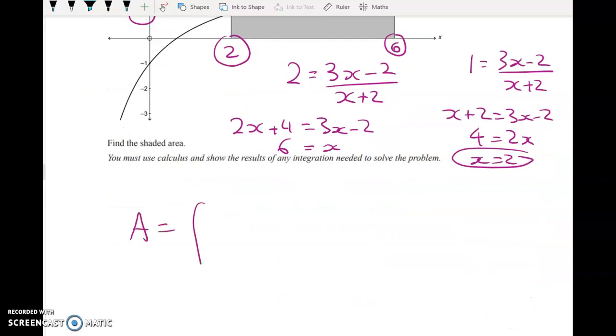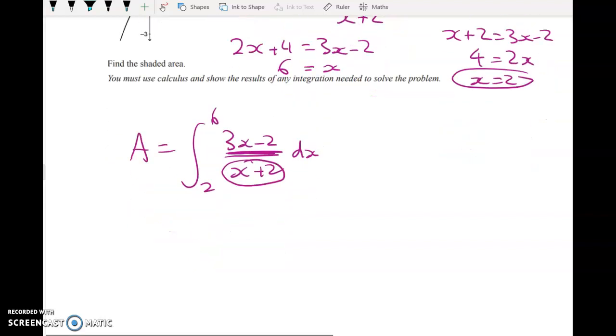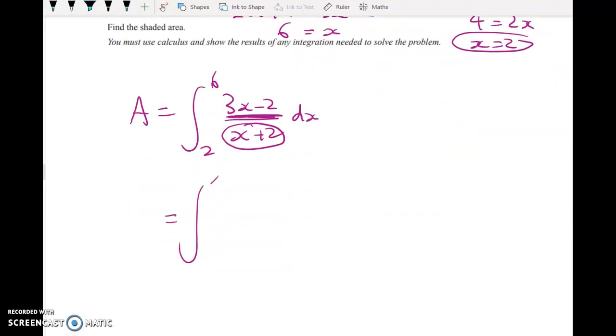So the area will be the integral between 6 and 2 of 3x minus 2 over x plus 2 dx. Now I'm looking at the x plus 2, and I want to do something with the natural log function because I've got a quotient. Unfortunately, I've got this messy 3x minus 2 up here. So I have to rearrange this and take out some whole multiples of x plus 2.